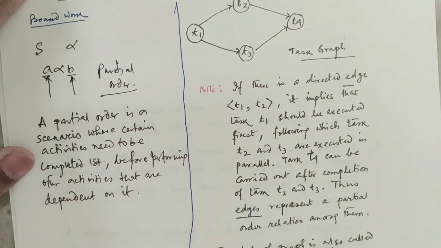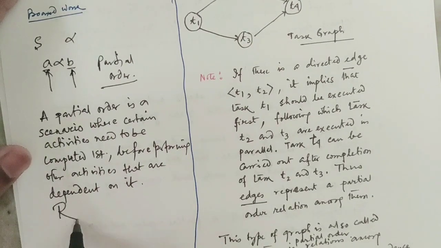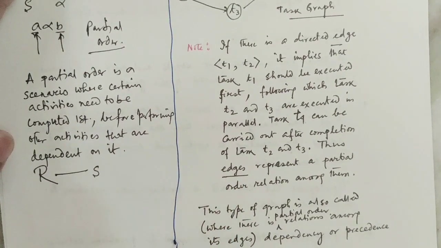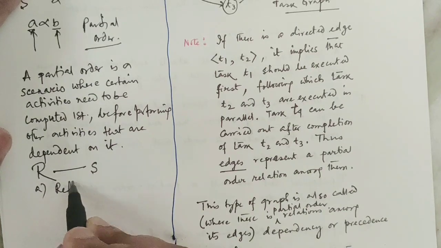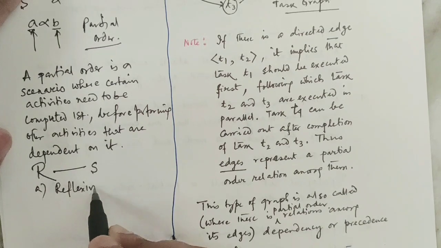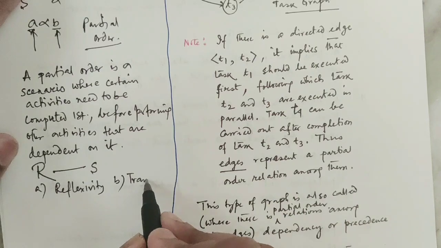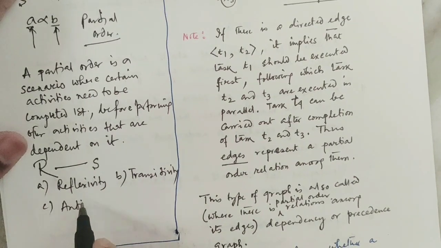Okay, and mathematically, suppose the relation is R, the relation R on a set of tasks, suppose S, is called a partial order if the following conditions hold good. The first condition is called reflexivity, and the second condition is called transitivity, and the third condition is called anti-symmetry.